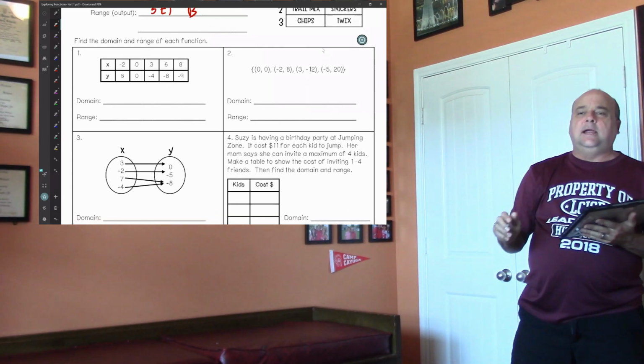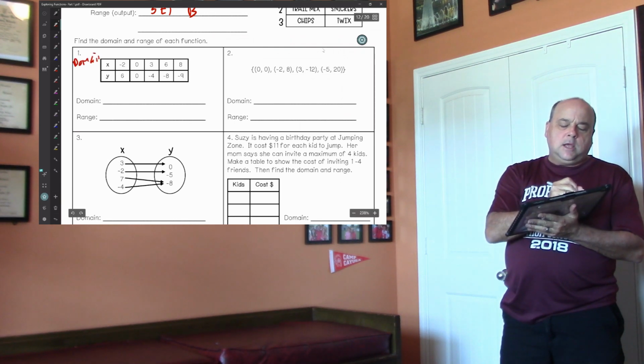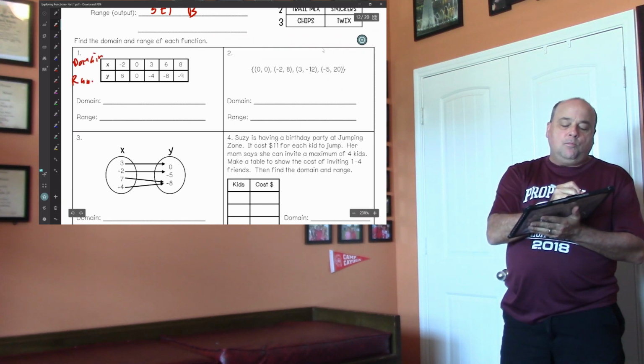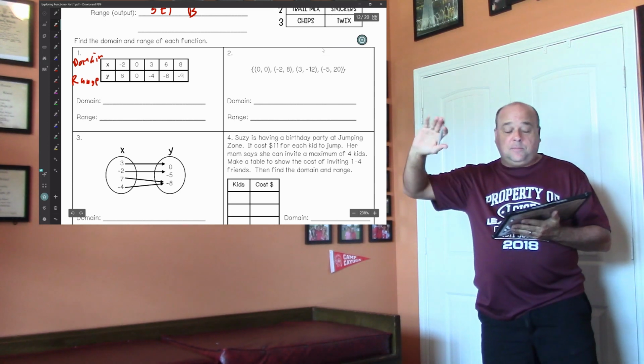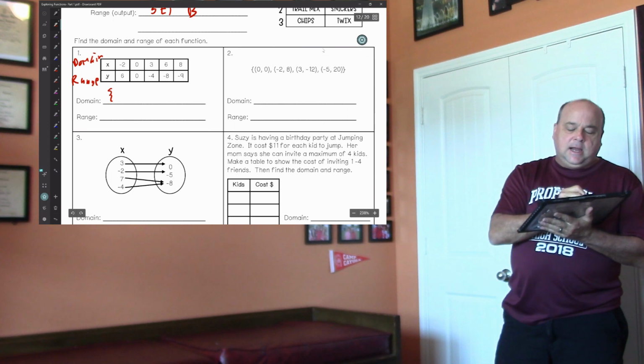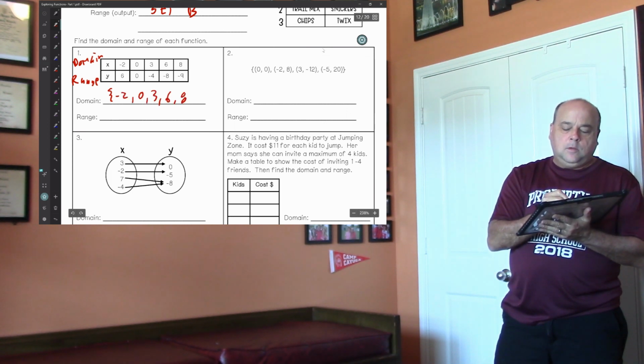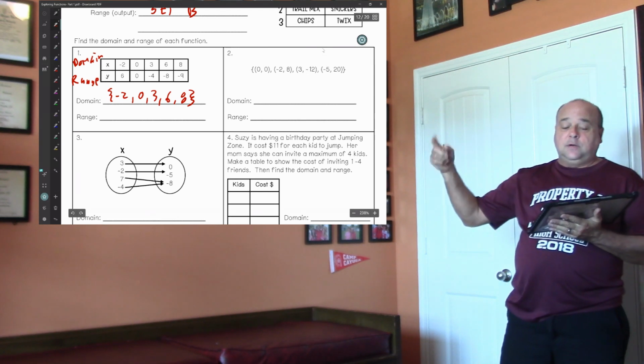Okay, now then we're on a table, right? Remember your domain is your x and your range is your y, right? Usually in a table the x is on top, the y is on the bottom. The domain here, remember you put braces and you go from the smallest to the largest, right? So -2, 0, 3, 6, 8.